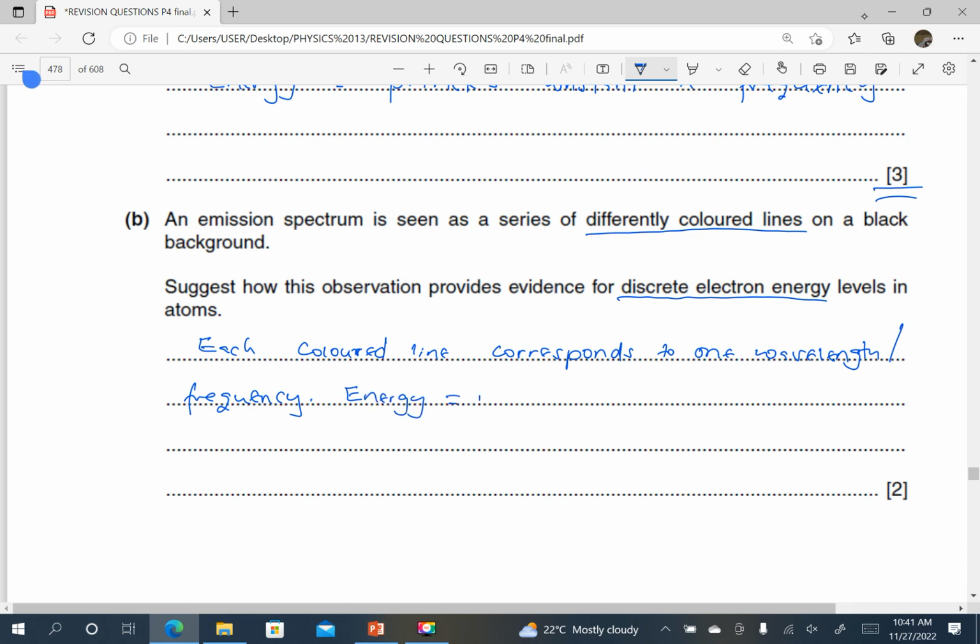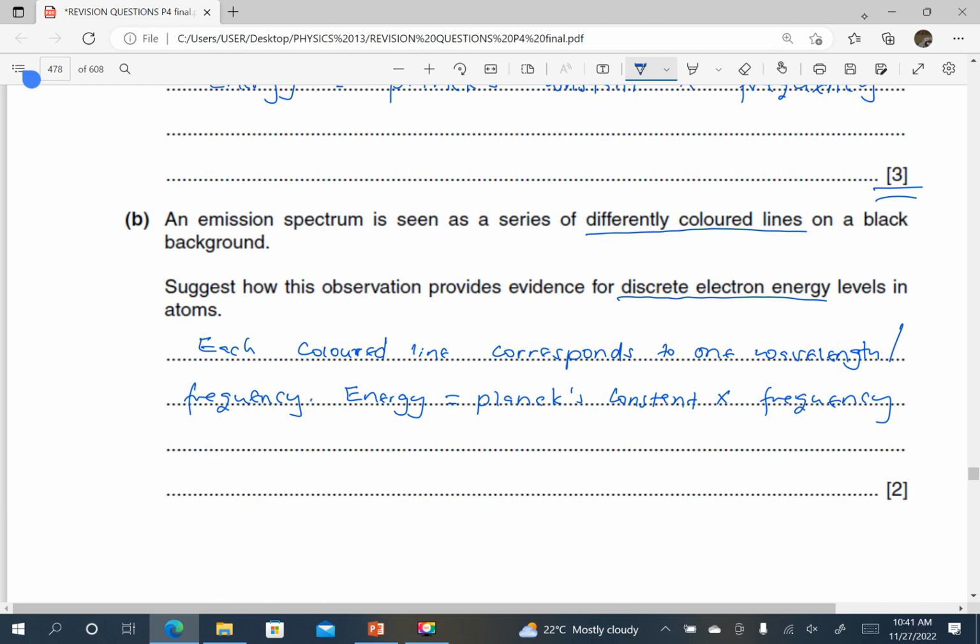Energy equals Planck's constant times the frequency. Of course, if the lines are separated, the frequencies are not overlapping, so the energies are not overlapping. So the energy is equal to Planck's constant times frequency.